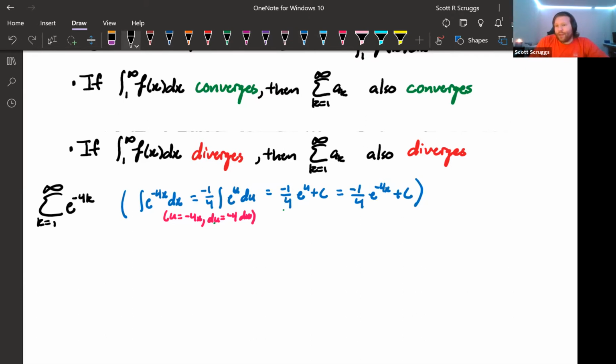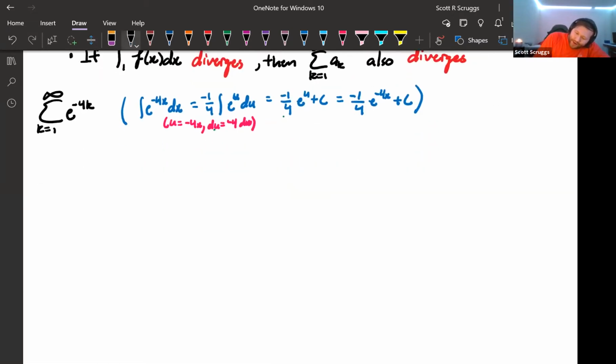So let's get everything ready to go as if we were doing the integral test. So first, let's define a function f of x to be, wherever I saw a k in the terms in this series, replace with x for that series.